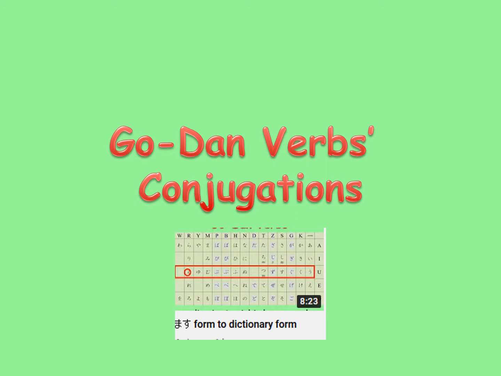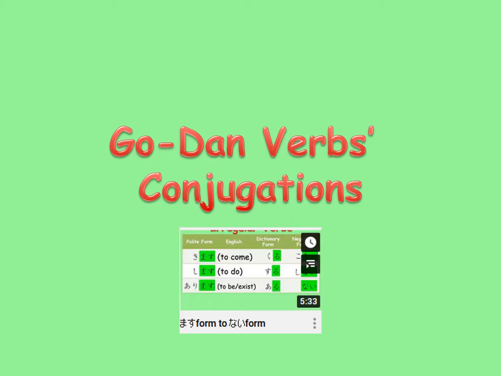I have already uploaded 2 videos about verb conjugations. One is about changing mas form to the dictionary form. And the other one is about changing to the negative form using nai. This video explains how to change Godan verbs to various other forms.